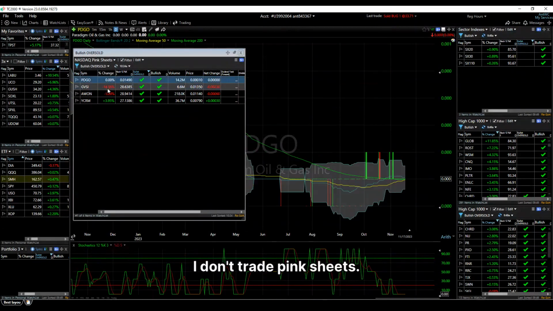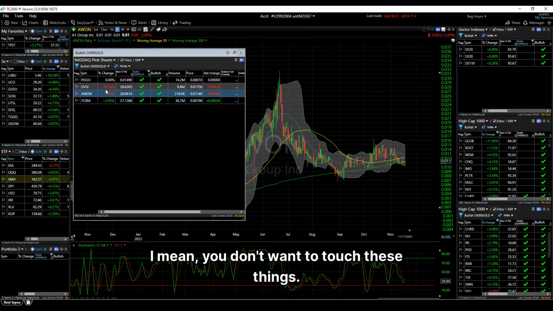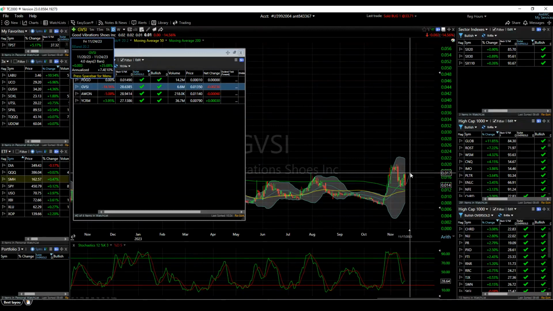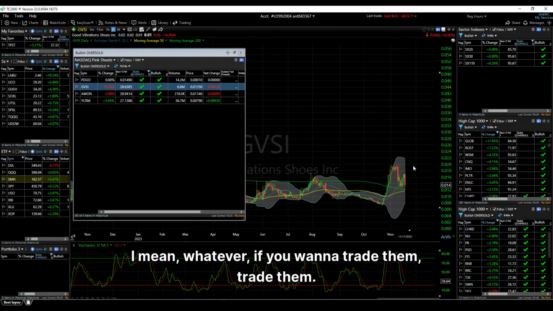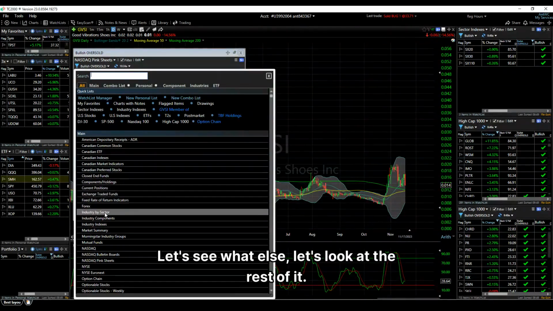I don't trade pink sheets. I mean, look at these charts. Once you learn how to read a chart, you don't want to touch these things. You're talking about almost a 1 cent stock. Whatever, if you want to trade them, trade them. I'm not touching them. Let's see what else. Let's look at the rest of it.